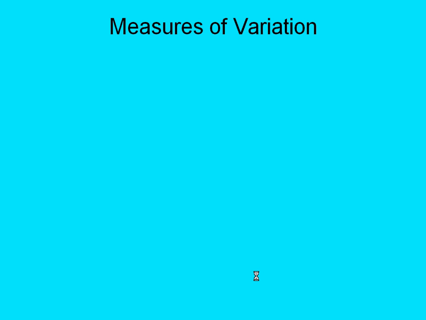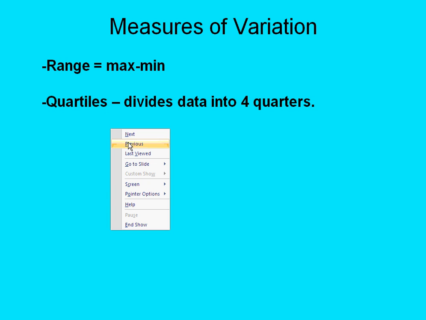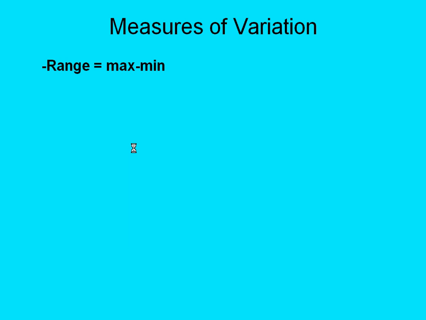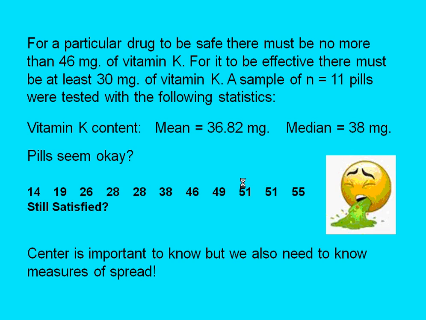So what are these measures of variation? One of them, the easiest one, is range. Range is simply taking the maximum minus the minimum. So if we would have done that with the previous example, we would have taken 55 minus 14. We would have gotten a difference of 41. The range is 41. So if you would have known the range of this data set, that would have been a red light saying no, these pills are not good.